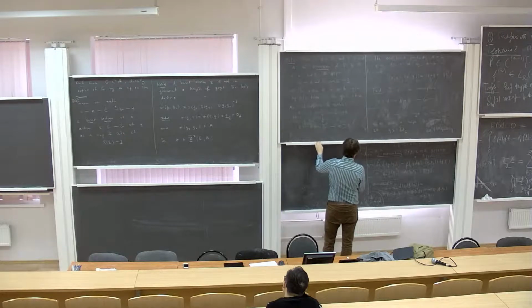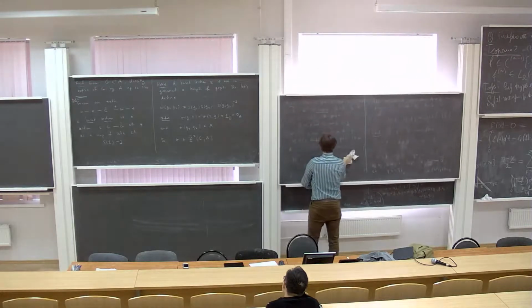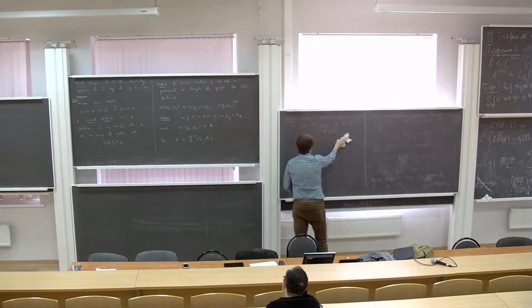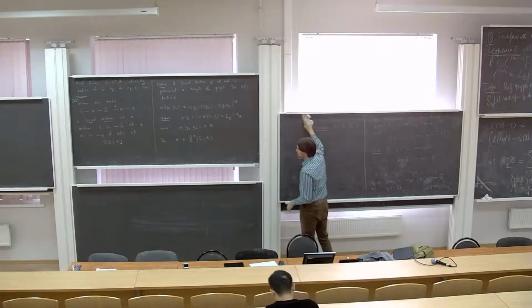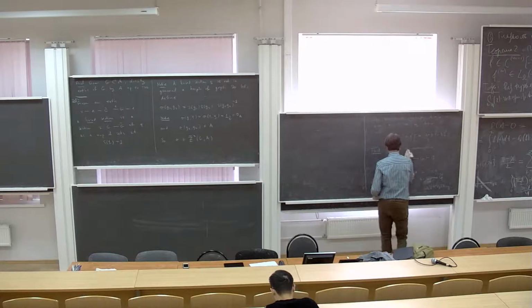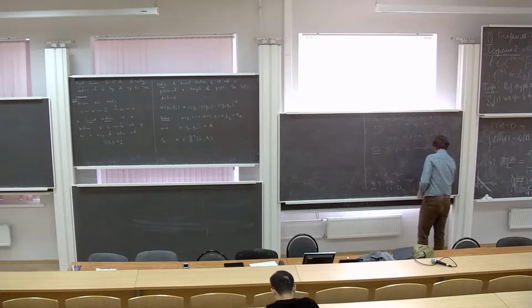So far, so good. And what we want to argue is that this data more or less classifies the extension, but up to some ambiguity, that ambiguity will be a coboundary.